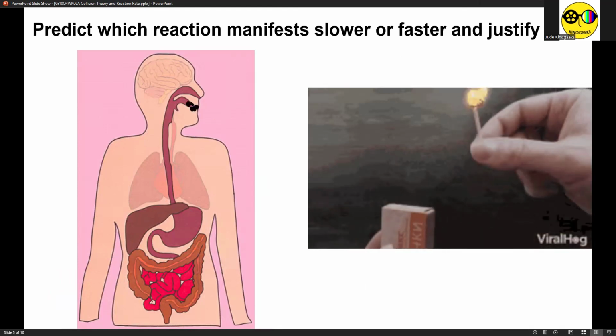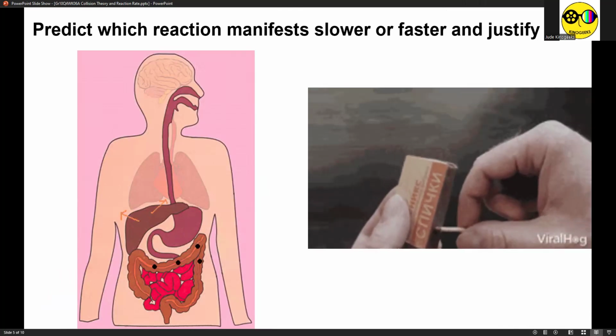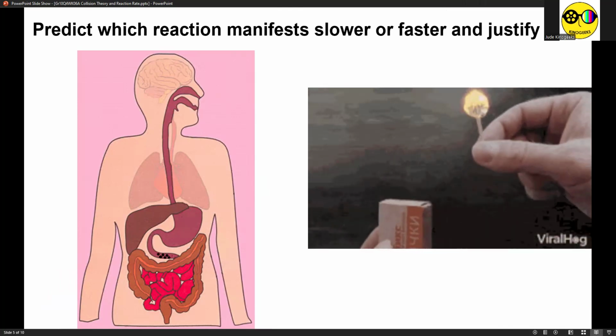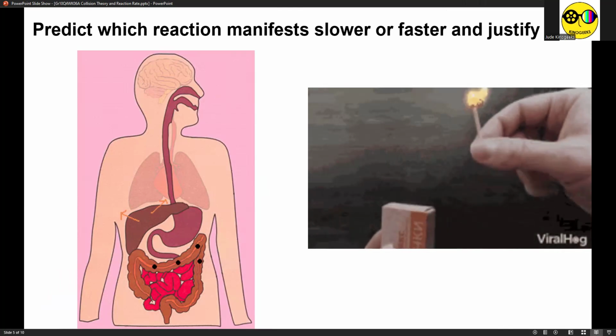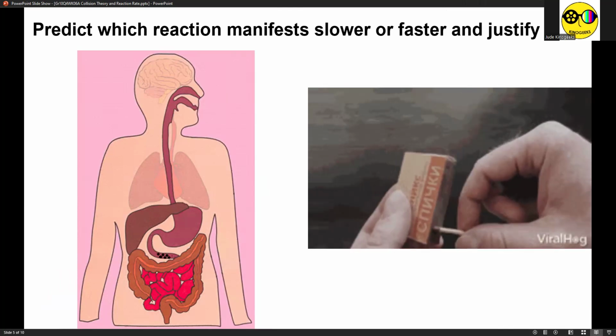So you have two reactions here. On the left, you have food digestion, turning food, which, if I'm not mistaken, that's a loaf of bread or a piece of bread, and turning it into poop, no? And the other one is burning a matchstick once again.